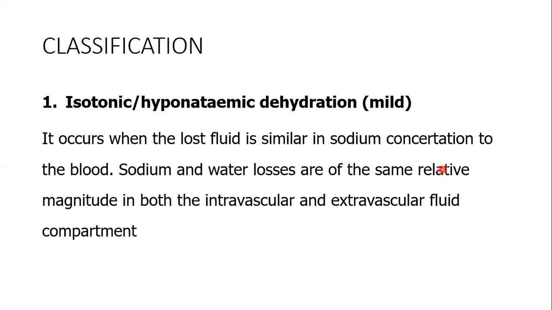And then the classification of dehydration, we've got isotonic, and hyponatremic. Hyponatremic is, this is supposed to be isonatremic. Sorry about that. So isonatremic, this is involving sodium. Like we mentioned earlier, in dehydration, sodium is the main electrolyte that is lost. So what is happening when there is isotonic and isonatremic dehydration? It occurs when the fluid loss is similar in sodium concentration to the blood.